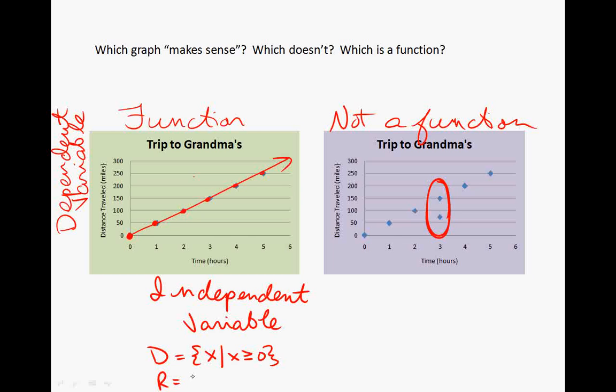The range for this situation, again, distance traveled, well, 0 miles is our lowest possible distance traveled, so I'm going to say that y is greater than or equal to 0.